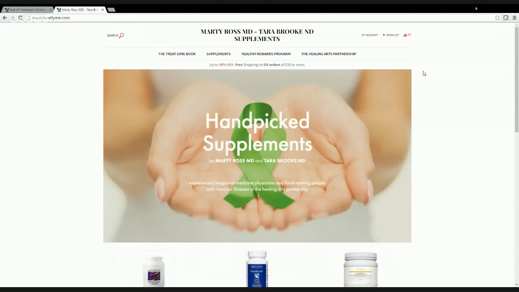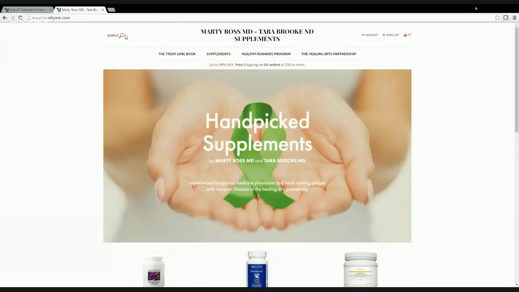If you're looking for high-quality supplements, I know I talk in the Treat Lyme book generically. I don't give you brand names. The reason I don't give you brand names is that I'm not allowed to by requirements of the Federal Trade Commission and also the Food and Drug Administration, okay? So I talk about generics, but if you want to know actual product names, the ones that we think give you the best chance of the generic names we talk about, you can find them here at Marty Ross MD, Tara Brook ND supplements, okay?